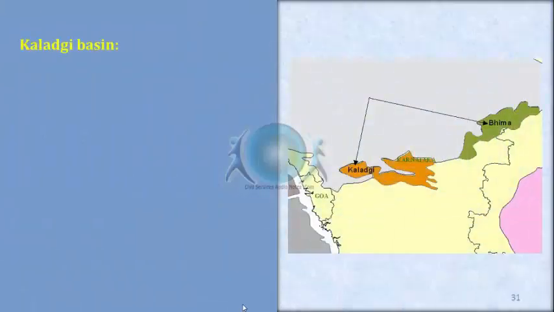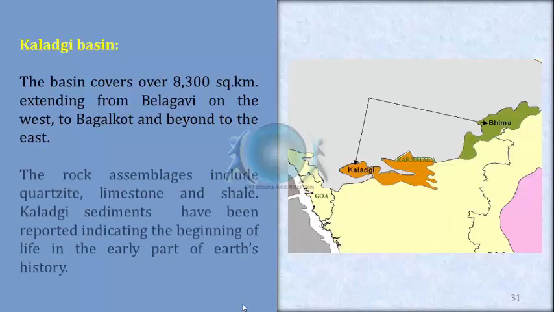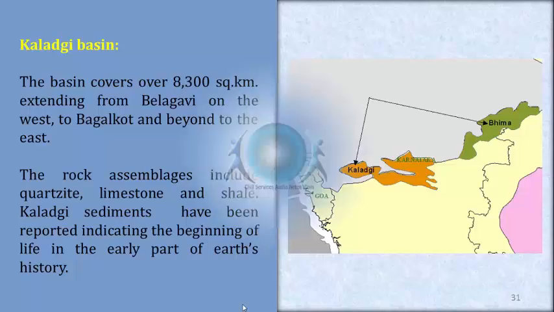Kaladgi Basin. The basin covers over 8,300 square kilometers, extending from Belagavi on the west to Bagalkot and beyond to the east. The rock assemblages include quartzite, limestone and shale. Kaladgi sediments have been reported indicating the beginning of life in the early part of Earth's history.